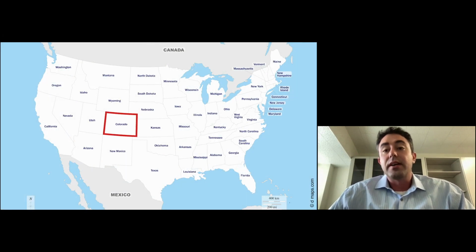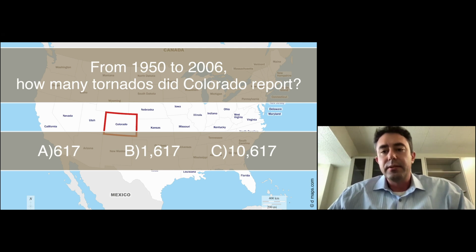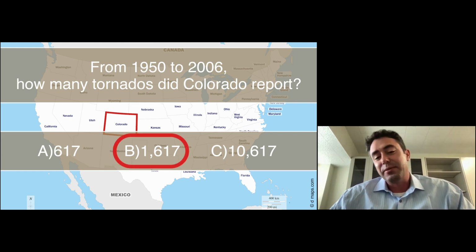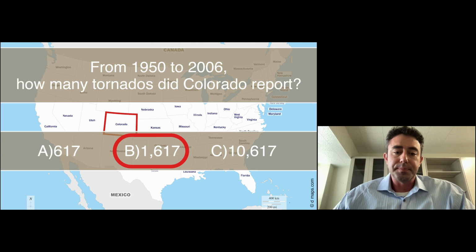Now, in my state of Colorado, which is basically in the middle of the country, we have a significant number of tornadoes, especially in the spring season. The eastern half of the state sees quite a bit of tornado activity, although we'll see tornadoes throughout the state. Question for you: from 1950 to 2006, how many tornadoes do you think Colorado experienced? A, B, or C? If you said B, you're correct. We've had, now including recent years from 2006, probably close to 2,000 tornadoes in the state. So it is a significant location for these tornadoes.